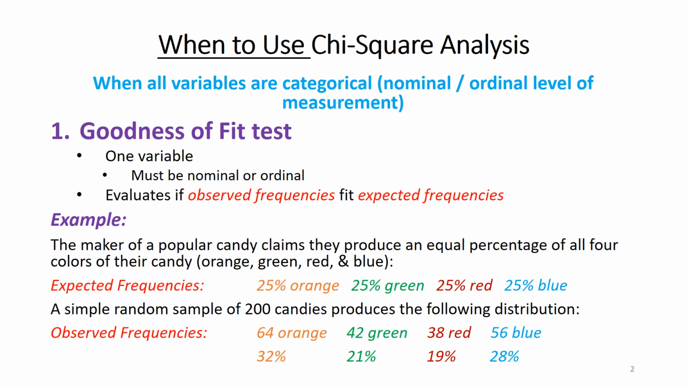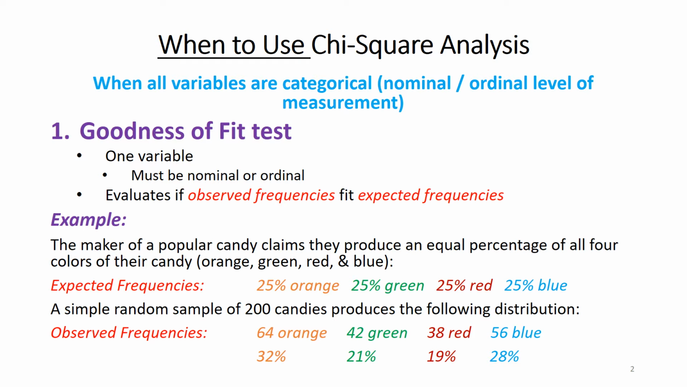On the bottom of the screen, we see an example that starts off with a setup. The maker of a popular candy claims they produce an equal percentage of all four colors of their candy: orange, green, red, and blue. So once again, the one single variable is the candy color, and it has four different levels or categories, representing the different colors. Level 1 is orange, level 2 is green, level 3 is red, and level 4 is blue. So 4 levels, 4 categories for one categorical variable, which is candy.